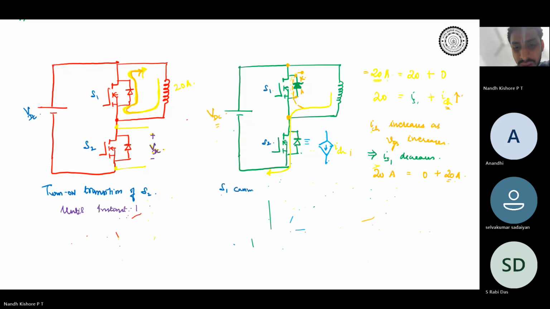S1 cannot block any voltage. You understand, right? If there is a positive voltage across this, then obviously the diode cannot conduct. Is this fine? Like my argument, do you understand?